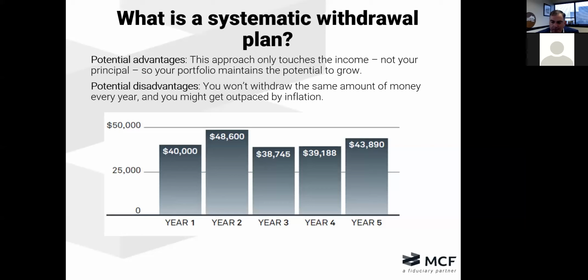The advantage of this is you're only touching the income and the returns from your portfolio, not your principal. So you can go longer before you start touching that principal, and still have that ability later in life if longevity is something that happens. The disadvantage is, it's obvious, but you don't withdraw the same amount of money each year. And you can definitely get outpaced by inflation with this.